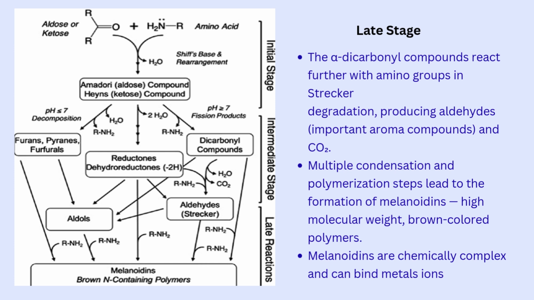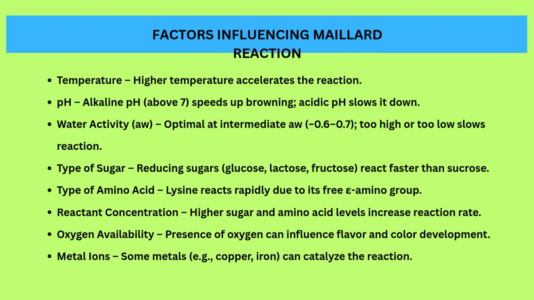Now, what factors influence the Maillard reaction? First, temperature. The higher the temperature, the faster the reaction goes. That's why foods brown more quickly when roasted or baked at high heat. Next, pH. Did you know that browning happens faster in an alkaline environment? A pH above 7 speeds it up, while an acidic pH slows it down. Then we have water activity, or aw. The reaction works best at intermediate levels, around 0.6 to 0.7. If there's too much water, or too little, the reaction slows down.